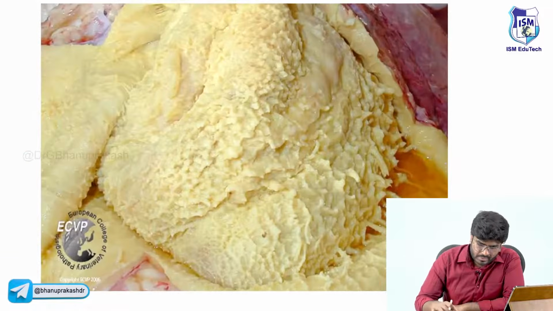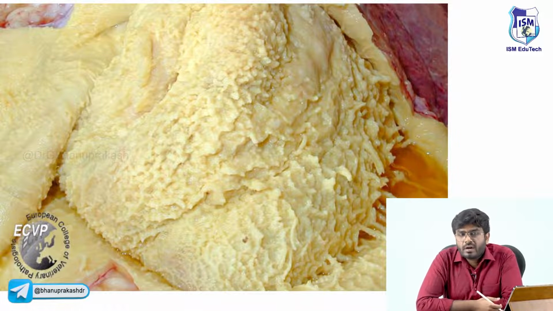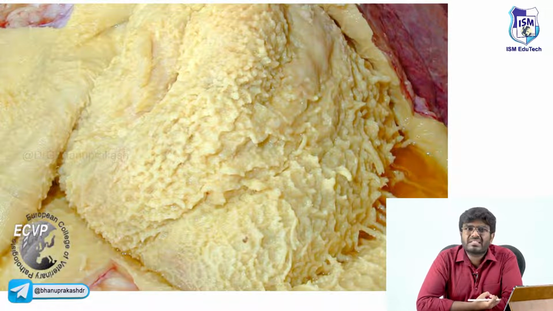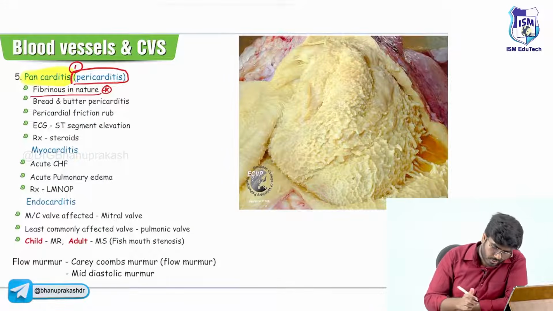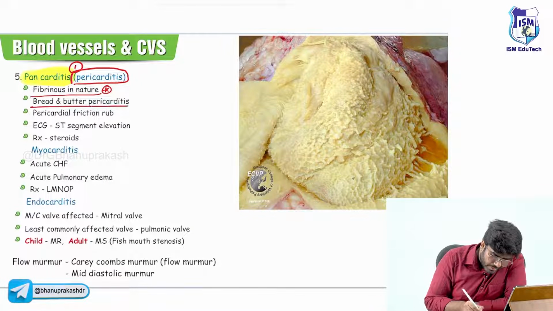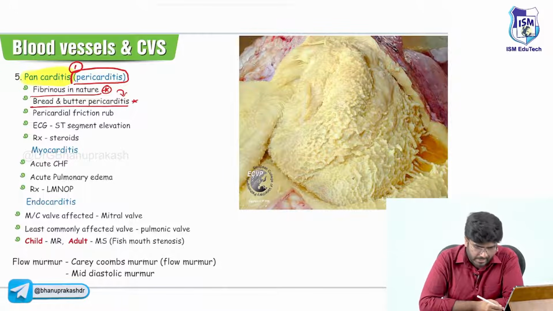Now look here, this is the pericardium, sir. How is it looking? It's looking like a very cheesy butter kind of appearance, right? So this is called the bread and butter appearance of the pericardium, sir. Bread and butter pericarditis, fibrinous pericarditis. Pericardium is affected. How is the pericardium looking? It's looking like bread and butter. So it is bread and butter pericarditis, a type of fibrinous pericarditis.